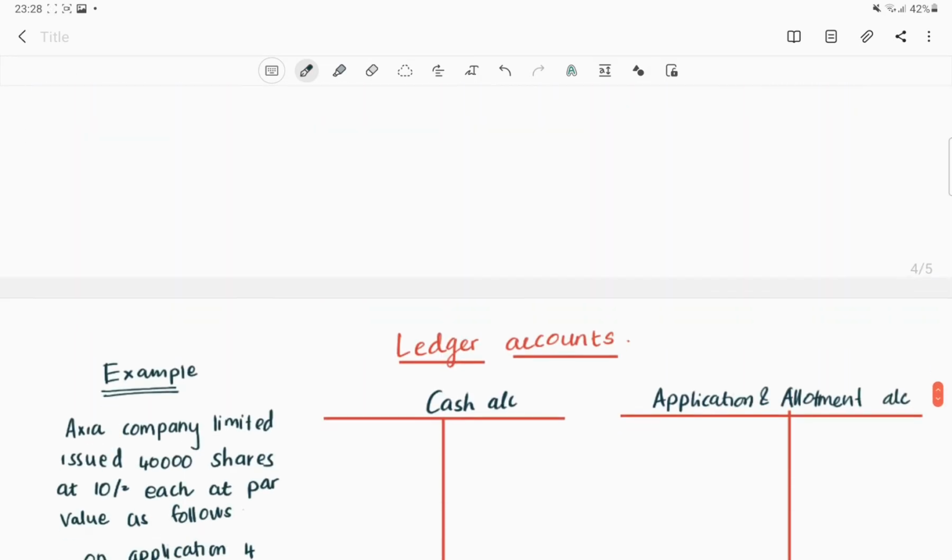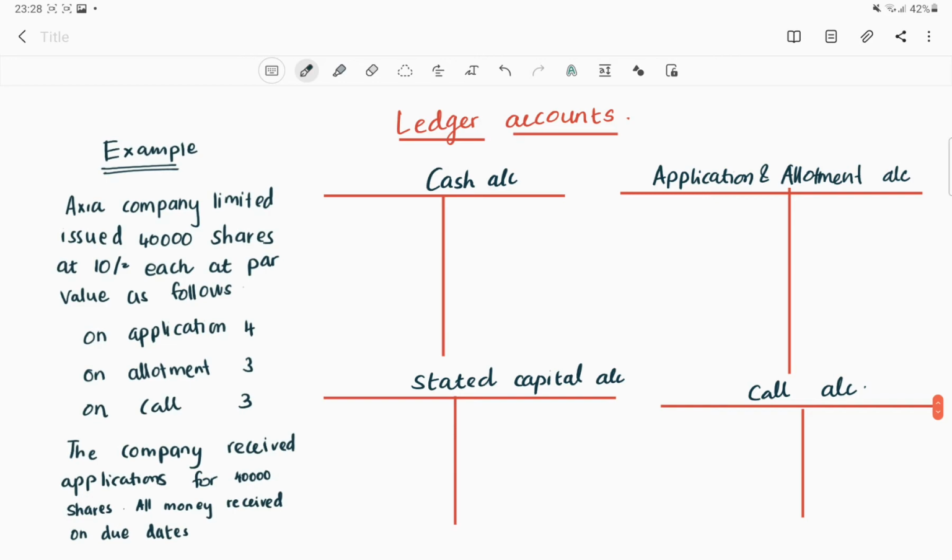So let's use the same example and we'll prepare the ledger accounts. Here we need 4 types of accounts: cash account, stated capital account, and in the Edexcel syllabus, it's acceptable to draw the application and allotment in one single account. So I'm using this account to record both application and allotment entries, and finally the call account. What we have to do is take the previous 6 journal entries that we have discussed and put them into these accounts.